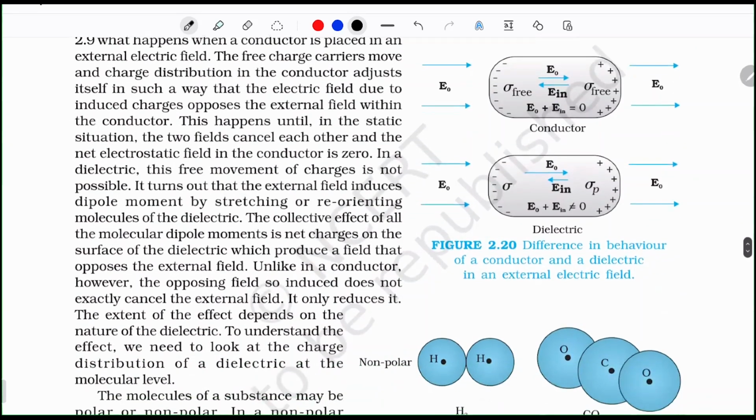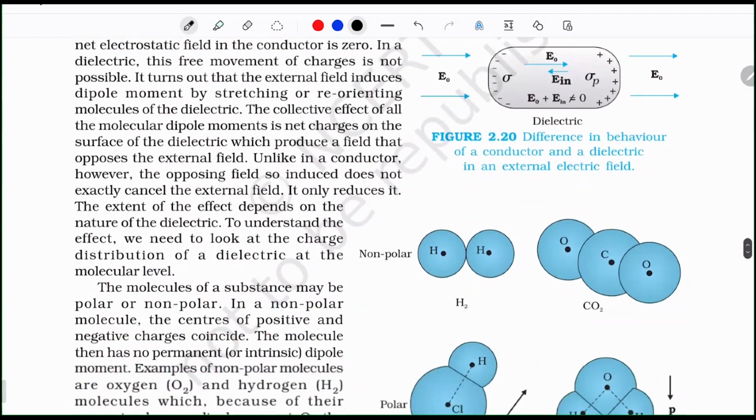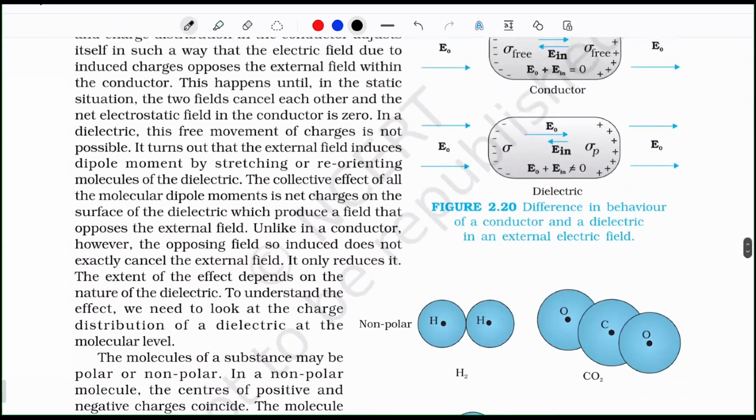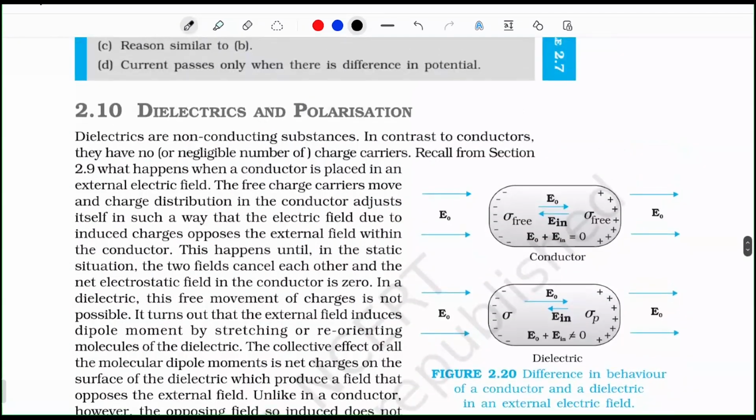So a dielectric... what happens is, we have seen that in a conductor, the charge distribution... you can see in the diagram that if you have an external electric field E naught, the internal charges distribute themselves along the surface such that they exert an internal electric field such that these both are equal, right? That's what these charges are doing.